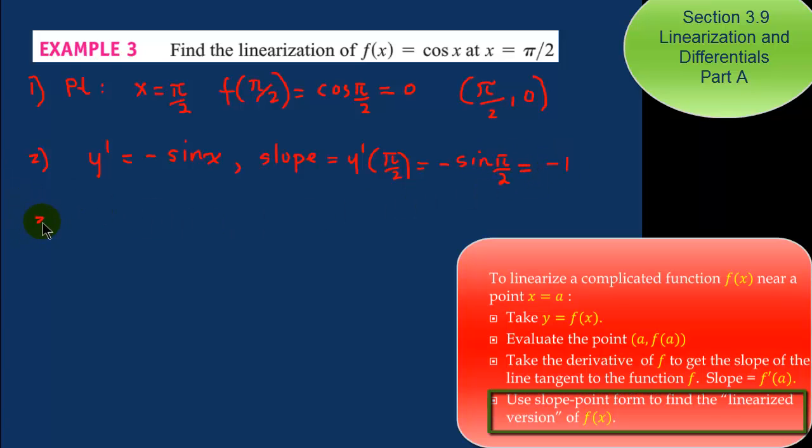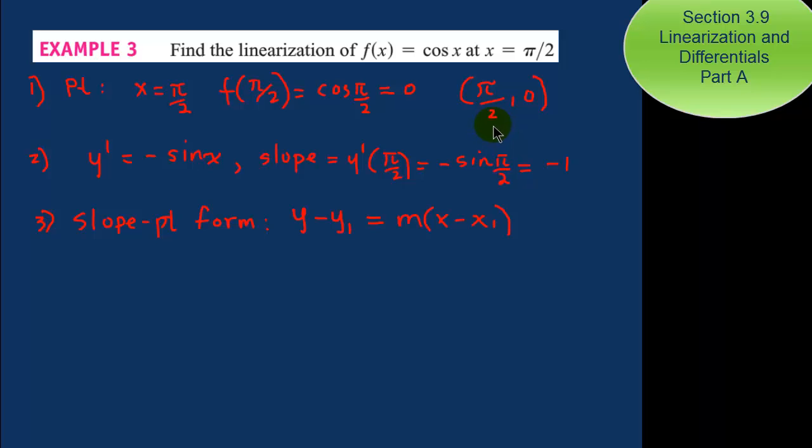And then after that, we use the slope point form, which is y minus y1 equals the slope times x minus x1. So our y1 is 0, our x1 is pi over 2. So y minus 0 is equal to negative 1 times x minus pi over 2. So that's equal to negative x plus pi over 2. This is the linearized approximation of the cosine function at the point pi over 2, 0.